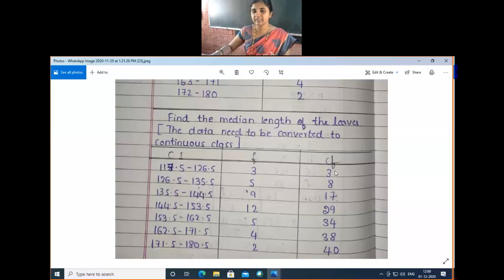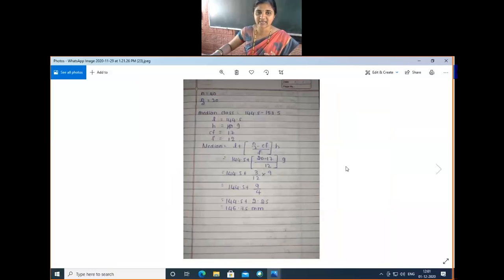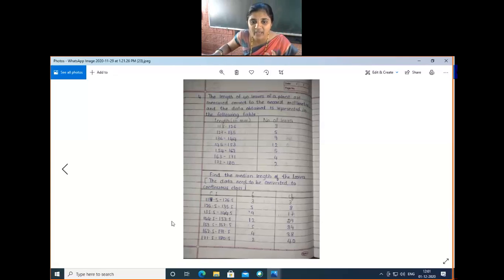Is that clear, students? Yes. Now the frequencies are the same: 3, 5, 9, 12, 5, 4, 2. Then the cumulative frequency is 3, 8, 17, 29, 34, 38, 40. Okay, so we have to find the median of this data. So n is 40, then n by 2 is 20.